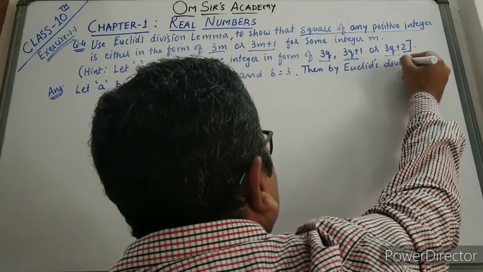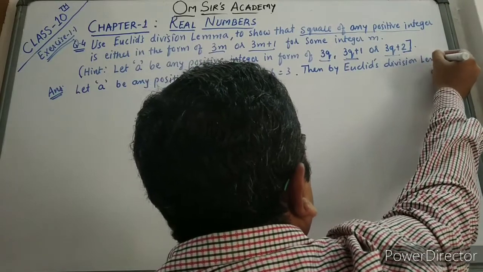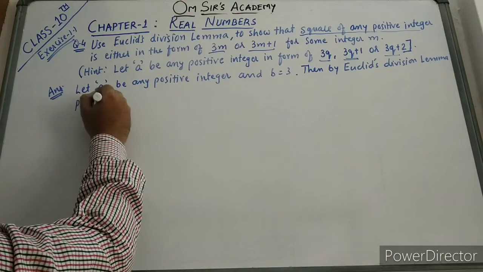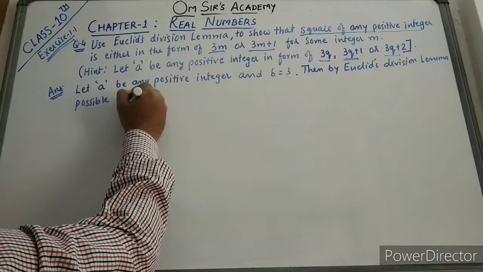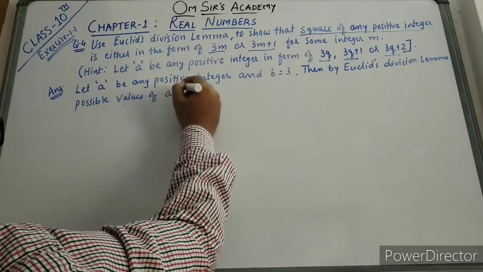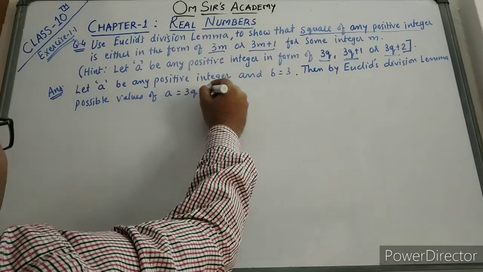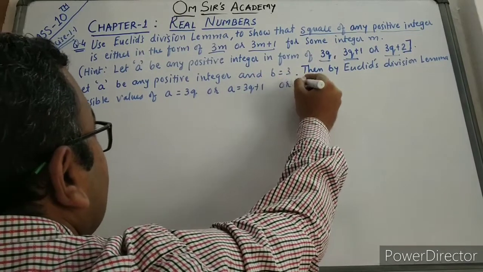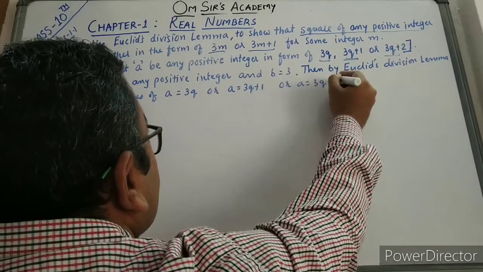by Euclid's division lemma, possible values of r will be what? 0, 1 and 2. So the values of a I am directly writing: a equals 3q, or a equals 3q plus 1, or a equals 3q plus 2.